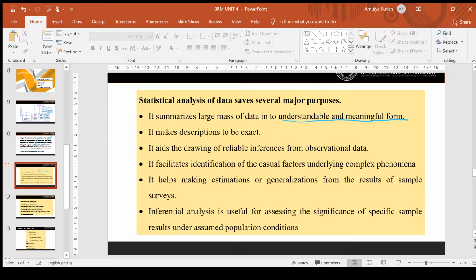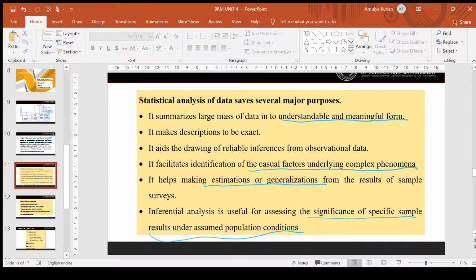It aids the drawing of reliable inference from observational data. It facilitates identification of causal factors underlying complex phenomena. It helps making estimations or generalizations. Inferential analysis is useful for assessing the significance of specific sample result under assumed population condition. If your sampling is done properly and you have done your analysis, the inferential analysis will help you in order to make generalization. In inferential analysis, you will be doing hypothesis testing.